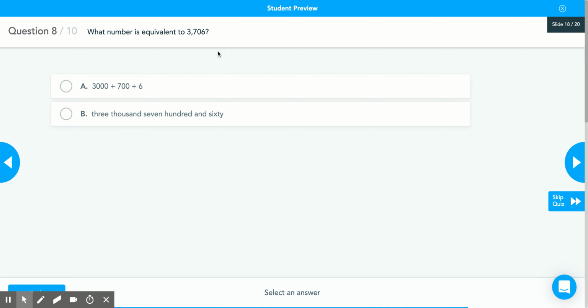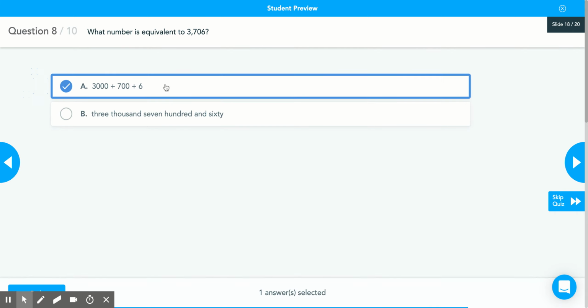However, the 6 is in the ones place, so B would be incorrect, as 6 represented by tens is 60. So A would be correct as 3,000 plus 700 plus 6.